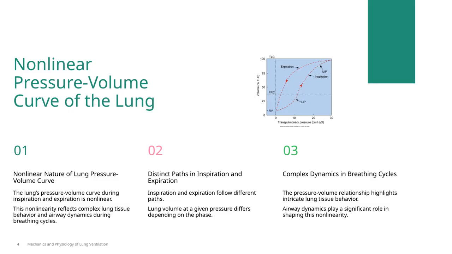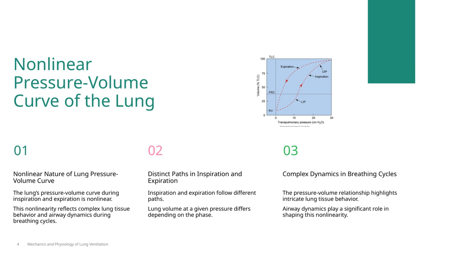Let's explore the mechanics and physiology of lung ventilation by looking at how inspiration and expiration follow different paths. During breathing, the lung volume at a given pressure actually varies depending on whether we're inhaling or exhaling. This means that the process isn't simply the same in reverse, it has its own unique pathway. Now, a key point here is the nonlinear nature of the lung's pressure-volume curve. If you imagine plotting pressure against volume during inspiration and expiration, you'll notice the curve isn't a straight line. Instead, it has a complex, curved shape.